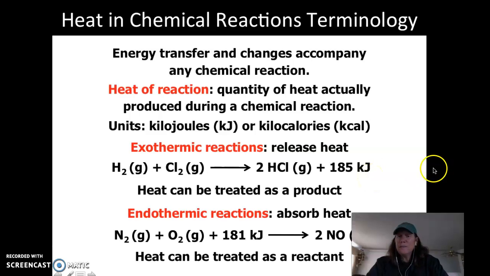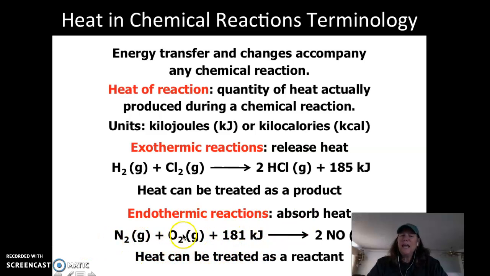There are some that are endothermic. An example in our body is when we sweat. What happens when water evaporates? It takes heat with it. Without that, we'd be in big trouble. But here's an example. If we take nitrogen and oxygen and put them together, we need heat. So it's going to absorb energy. This reaction is actually going to get colder.